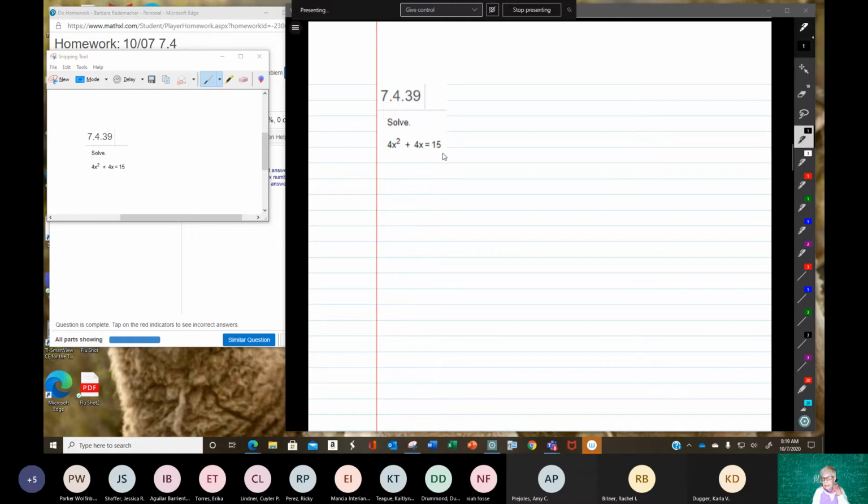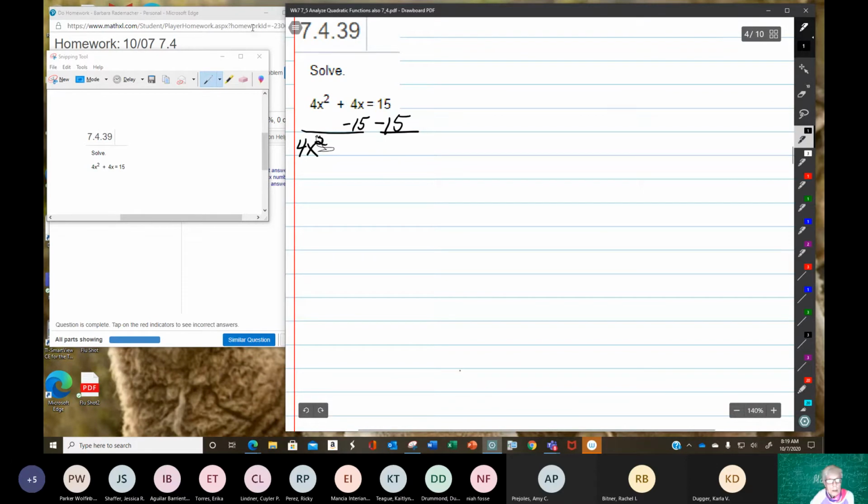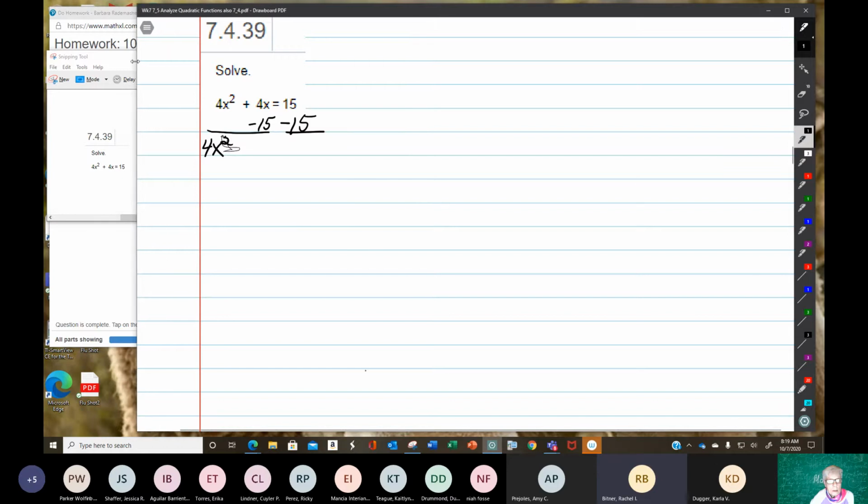However, once I subtract 15 from both sides, I will have this in the correct form. Here's the correct form. I'll have 4x squared. Is that big enough, or do I need to write it bigger? That's better for me. Very good. Thank you. I do need feedback because I cannot read minds. Okay, so this will be 4x squared plus 4x minus 15 equals 0.